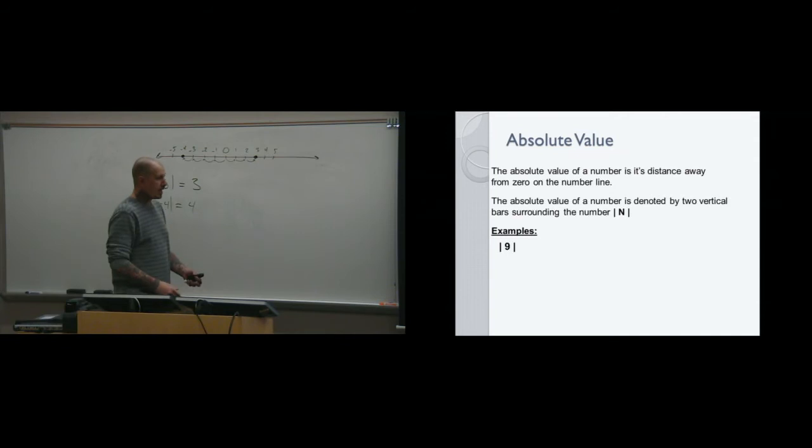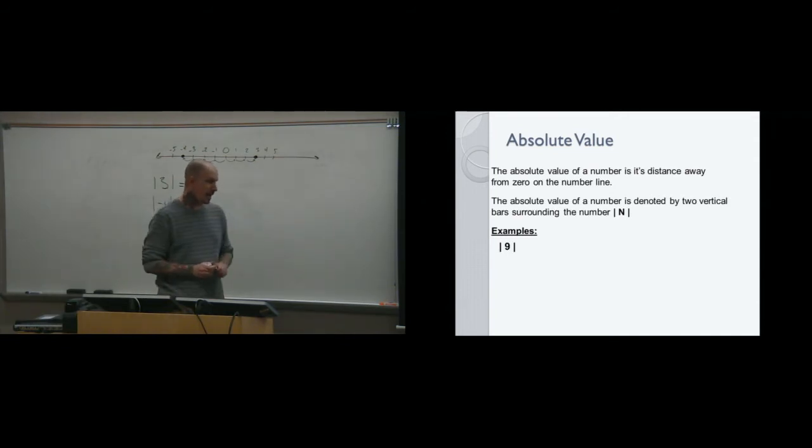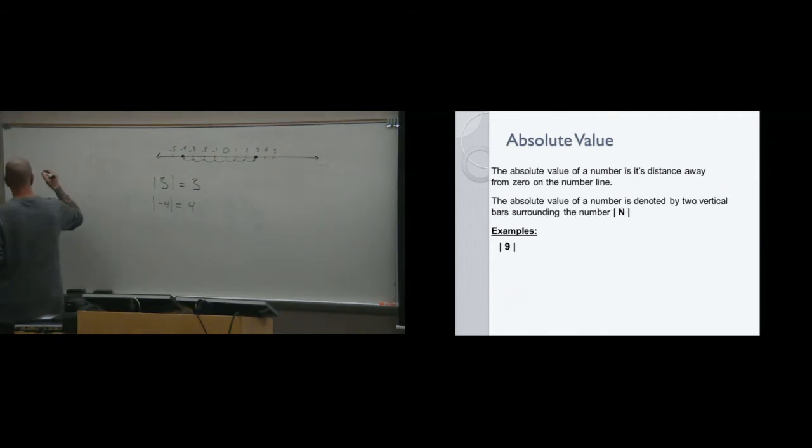So here, if I have the absolute value of 9, what am I going to get? 9. So the absolute value of 9 is equal to 9. And if I have the absolute value of -6, what am I going to get? We're going to get +6, right? Because it just takes the sign right off. All it wants to know is how far from 0 is this thing.